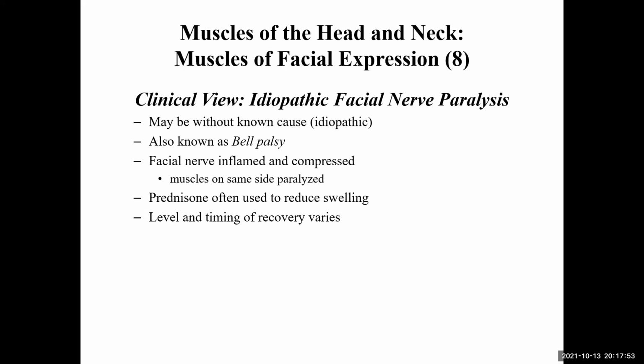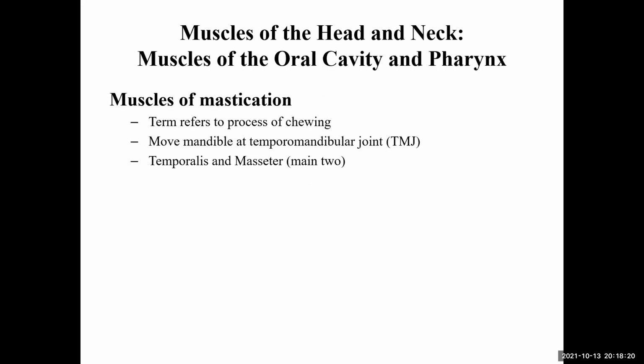But an easy way to treat this is just give them steroids. Prednisone does a great job. It helps to reduce inflammation. It varies depending on how long it takes for the recovery. That varies on how much compression was going on to the nerve, how long that nerve was inflamed. Nerves are very, very sensitive structures. So with that in mind, the recovery time varies from person to person.